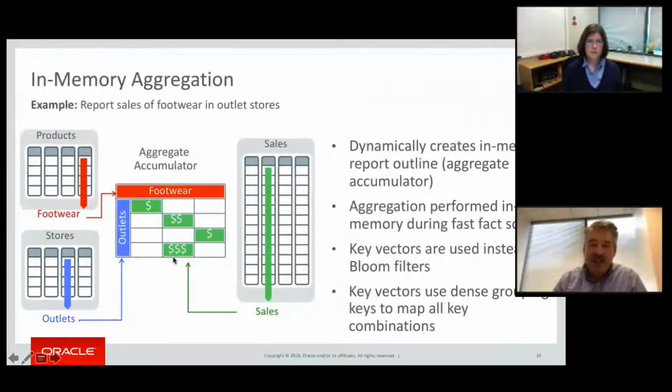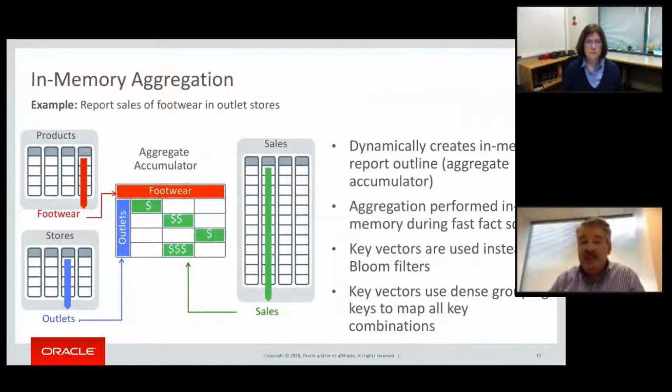What we call an aggregate accumulator, or an in-memory report outline, is an easy way to think about it. It's an in-memory area in the PGA where we've basically taken the key values or the group by values, if you will, from the outlet and footwear tables or multiple tables. Essentially think of it as a multi-dimensional array or spreadsheet, if you will. And we're actually going to perform the aggregation during the scan of the sales table. So we're going to stay with our theme of scanning and filtering, joins and aggregations being the key performance benefits of Database In-Memory.